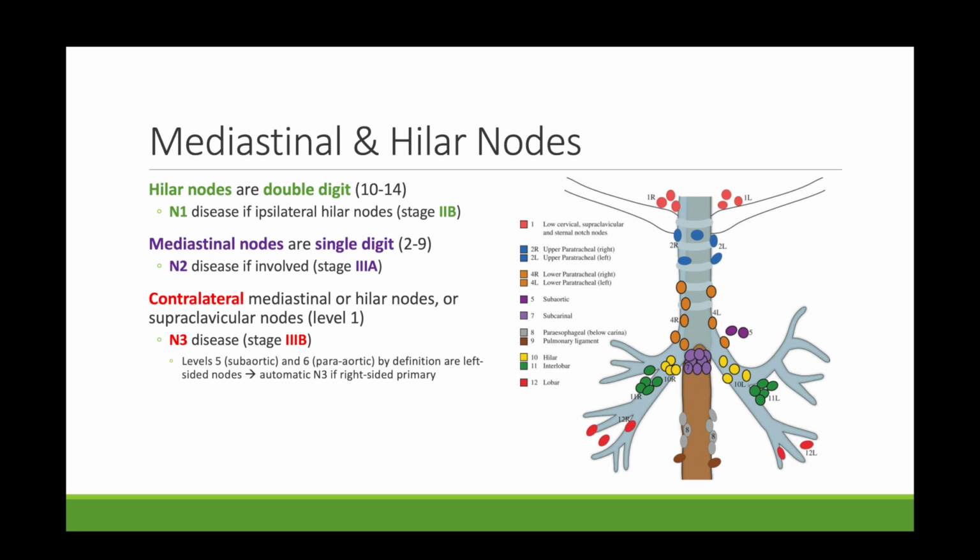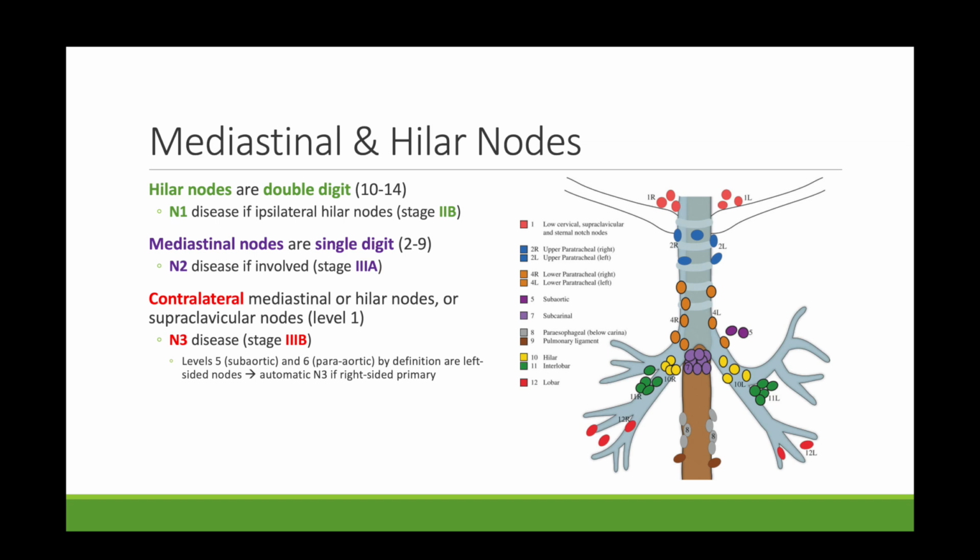One thing I will mention, so levels 5 and 6 are our subaortic and para-aortic nodes respectively. And by definition, levels 5 and 6 are left-sided nodes. So if a patient has a right-sided primary and then levels 5 or 6 involved, by definition, that makes them N3, stage 3B disease, just because 5 and 6 are left-sided nodes. Levels 2, 3, and 4, we have L and R, so they have laterality, but 5 and 6 are really left-sided nodes, and then 7, as we said, are our subcarinal nodes.